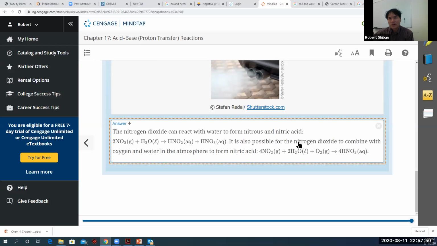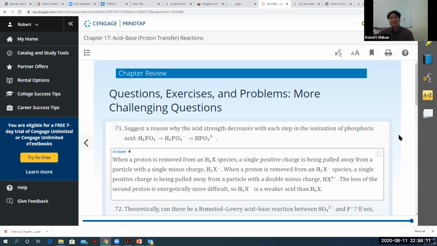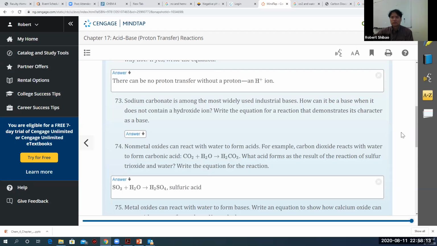It is also possible for the nitrogen dioxide to combine with oxygen and water in the atmosphere to form nitric acid. So it's NO2 with water and oxygen in air to form nitric acid here. This is a redox. So both of these are redox reactions here, and more kind of skeletal redox because it's a bit tricky. All right, those are some acid-base problems.